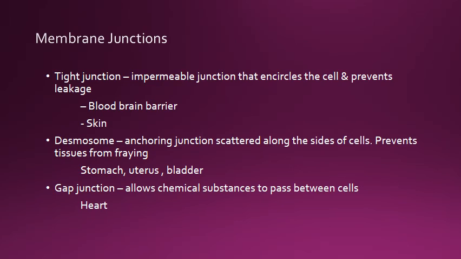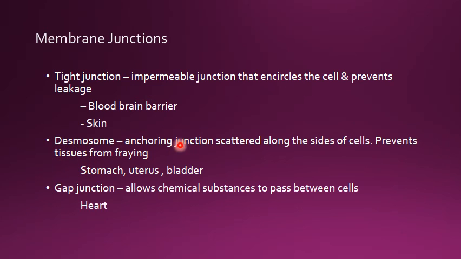Membrane junctions. There's also tight junctions, desmosomes, and gap junctions. A tight junction is impermeable. That means you cannot permeate it, you can't go through it. It encircles the cell and prevents leakage. This is important in skin. Like, you don't want anything going through your skin, right? Because you touch toxic things all the time. And if everything you touched went through your skin, we'd be dead. Also, the blood-brain barrier. You don't want things just going into your brain willy-nilly.